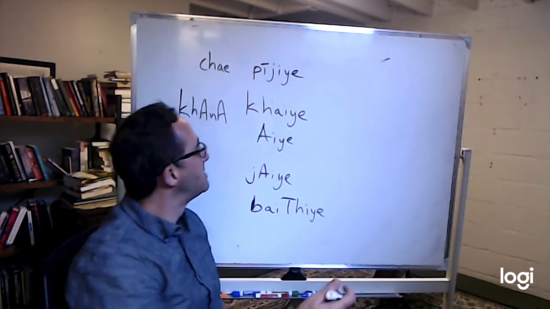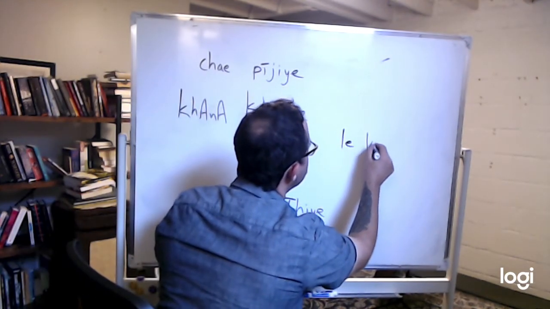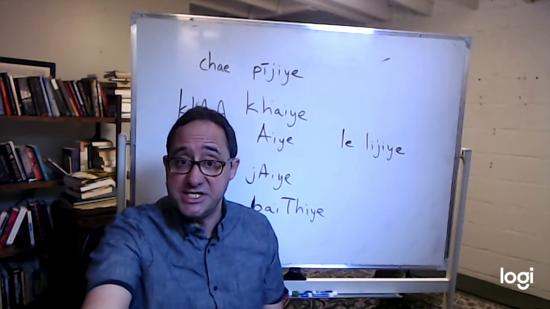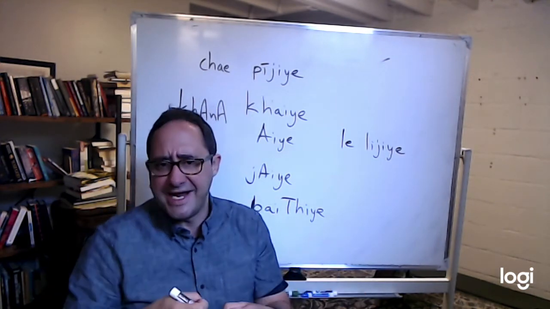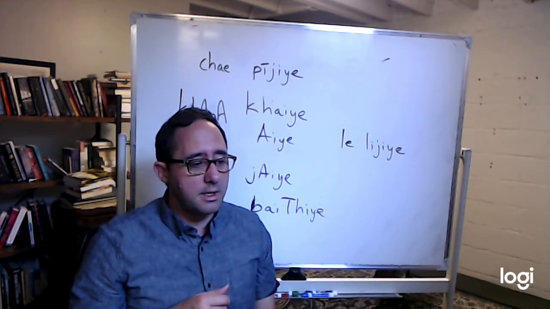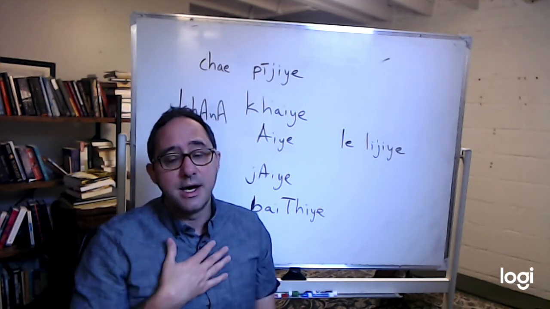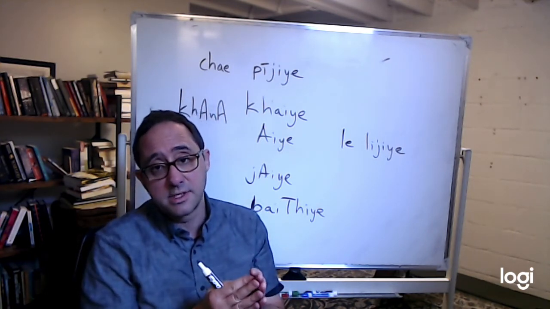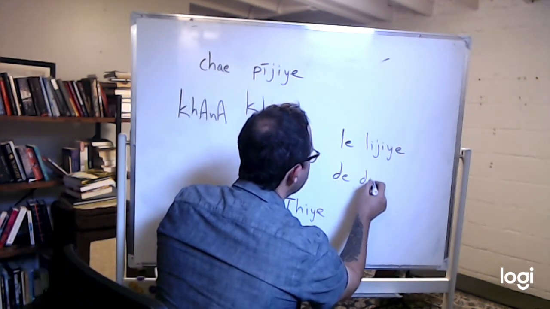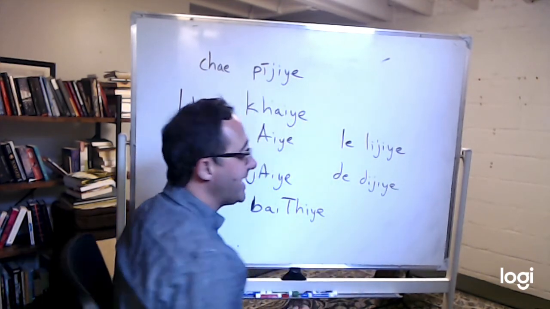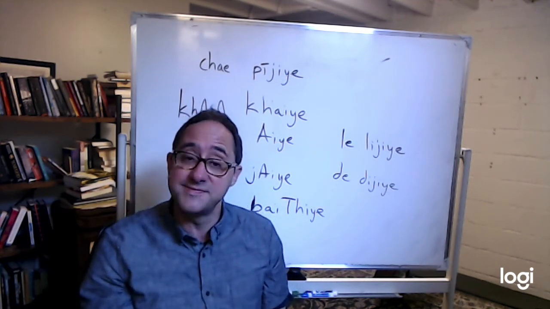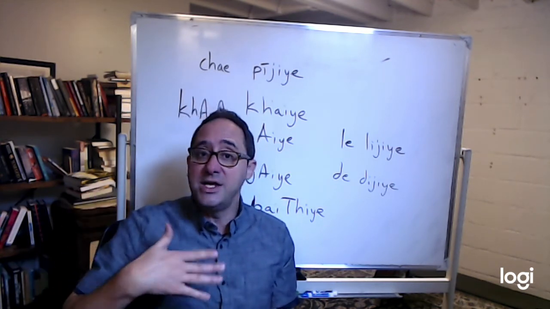Le lijiye means take this. Chai le lijiye. That means they're handing it to you and you should take it without protesting. Chai le lijiye. If you want to get tea, chai de dijiye. Can I have tea? Chai de dijiye. Please give me tea. Chai de dijiye.